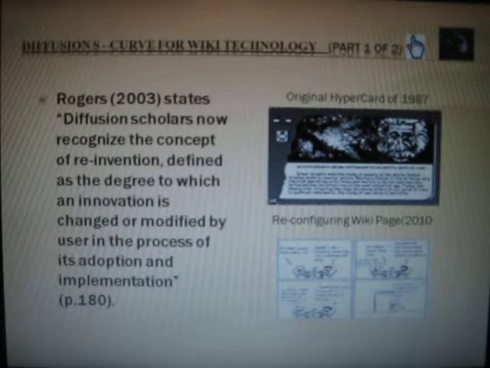Wiki is a reinvention of the HyperCard innovation of 1987. The Wiki is popularly used in government, corporations, and the higher education fraternity as a collaborative interaction technology tool. In 1995, Ward Cunningham created the first Wiki software, which was released to the public.